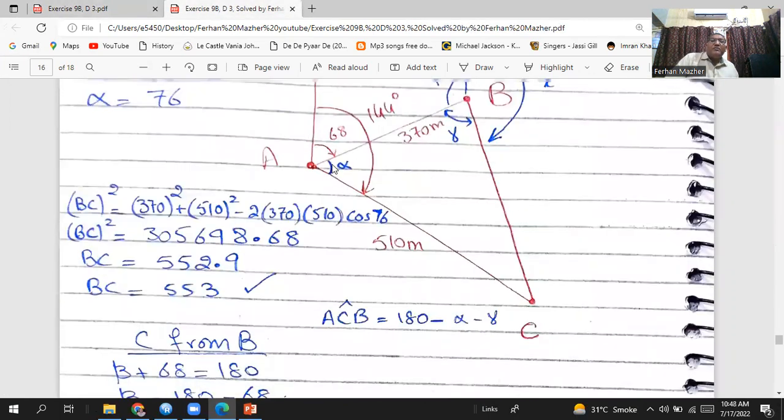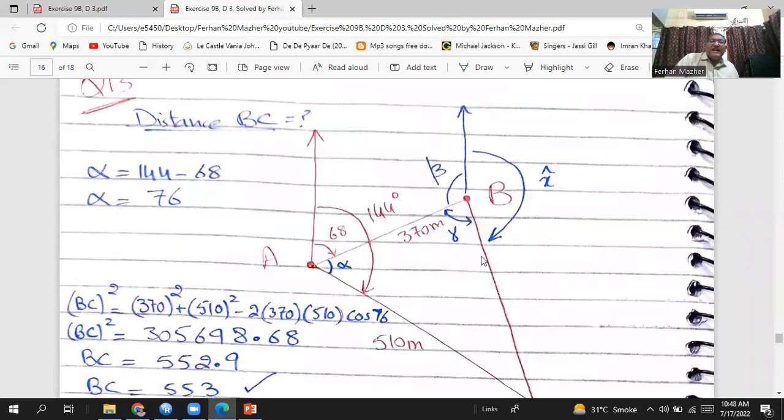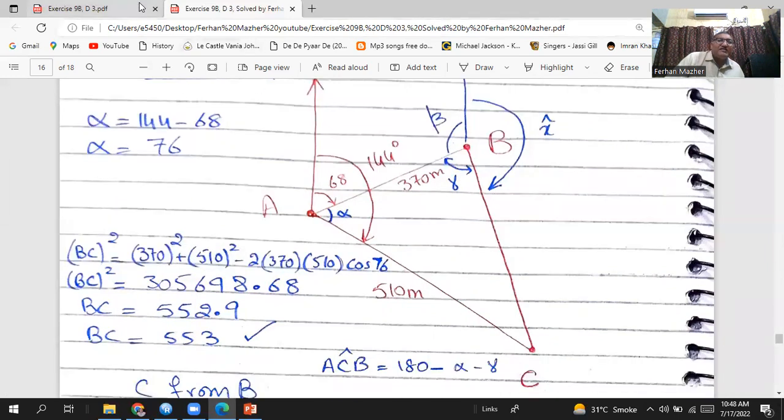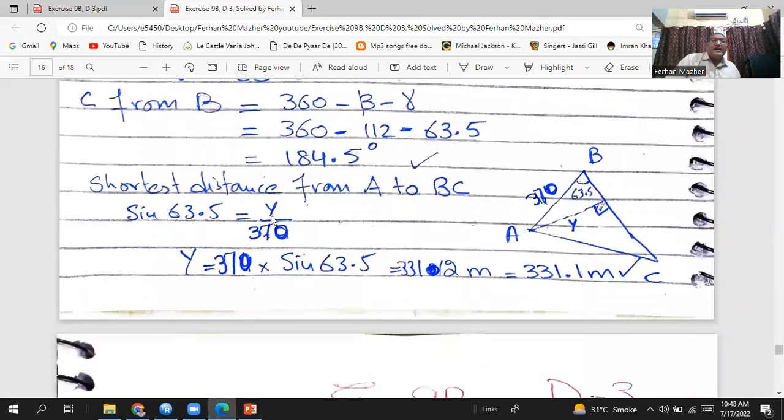The shortest distance from A to BC will be this line, which will be making a 90-degree angle with the BC. That will be the shortest distance. Okay, so here I have tried to solve it. The shortest distance from the A to the BC, so that will be this side.